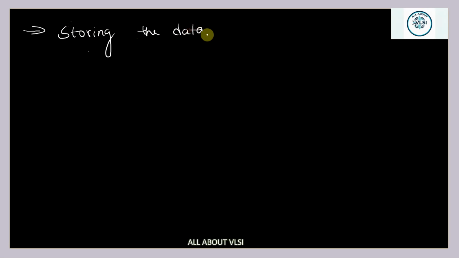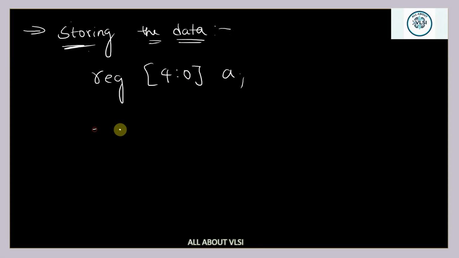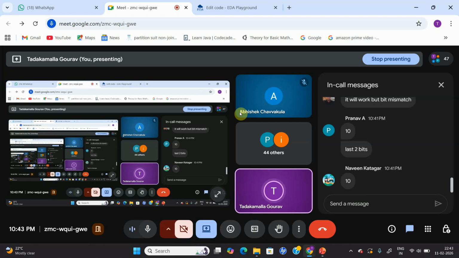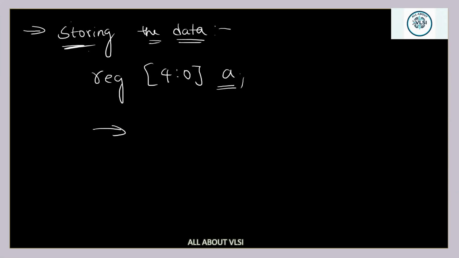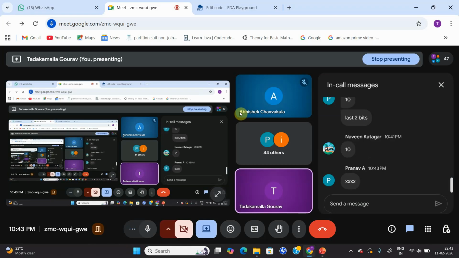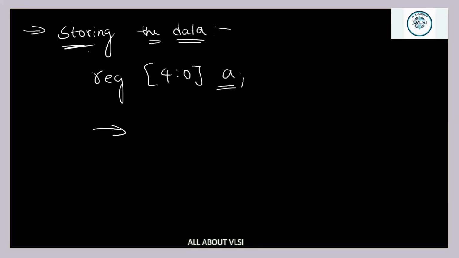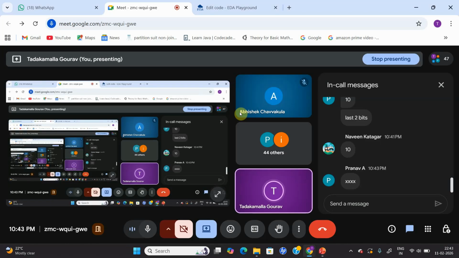So let's say I want to store data into this 1D fixed array. Let's declare a 1D fixed array, reg [4:0] a. Now, if I display the value of a, what am I going to get? Can anyone tell me? Exactly. Why do I get that? Because the default value of reg is unknown, right?